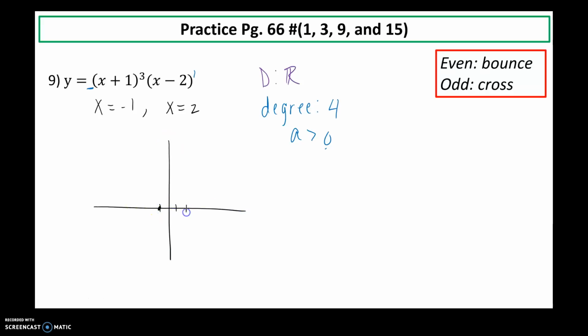-1, +2. End behavior of up, up, crossing through both of these x-intercepts. It's going to look parabolic. It's going to resemble a parabola. Up, up, 2 x-intercepts. Done.